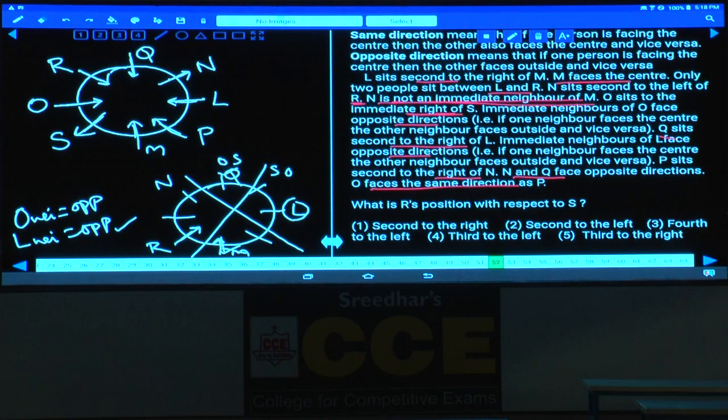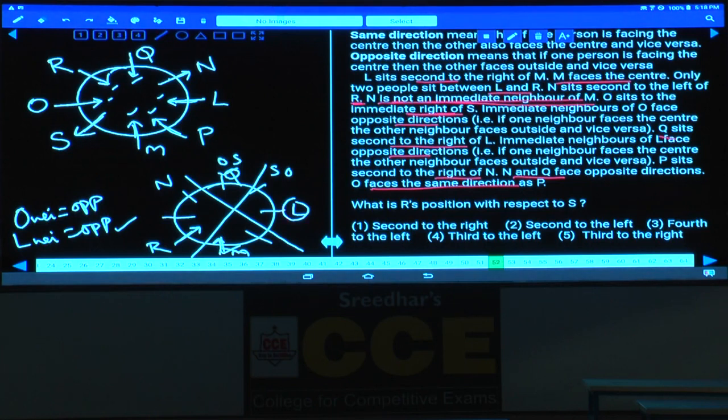Tell me how many are facing the center here? 1, 2, 3, 4, 5 or 6. 6 persons are facing the center. S and N are the only 2 persons who are facing away from the center. Now this is about question numbers 52 to 56. Let's write down this arrangement.